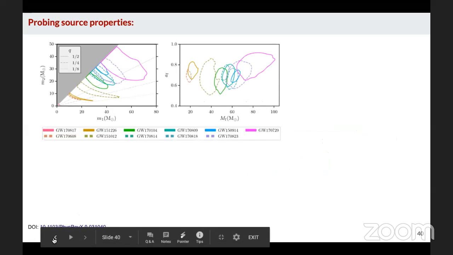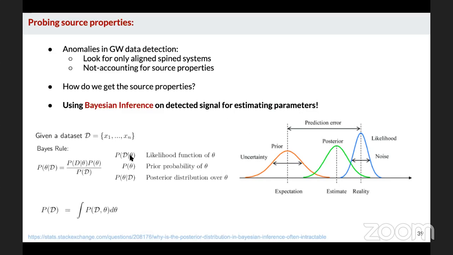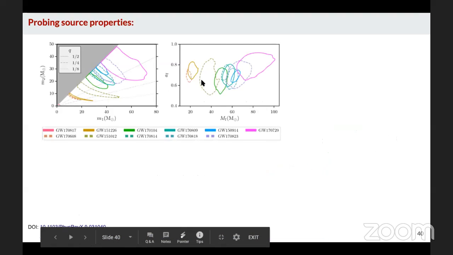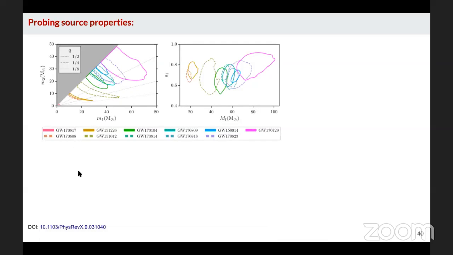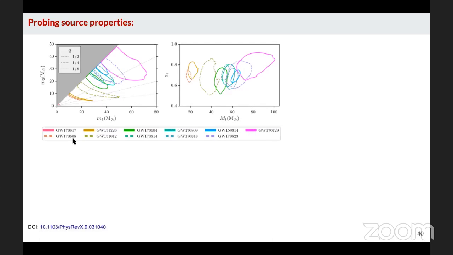So using Bayesian inference, where we already know that we have detected a signal, we try to estimate the parameters of the signal by this formalism, and this is very computationally costly. So there are sophisticated methods by which we try to speed up the calculation, and we estimate the 15 parameters which I listed in the previous slide. These are the parameters which we had detected for all the 10 binary sources.